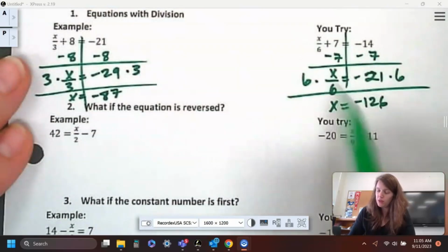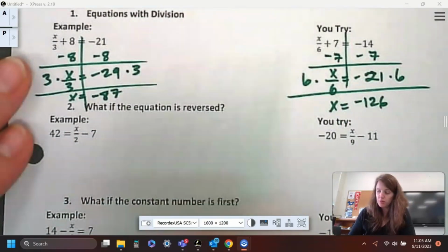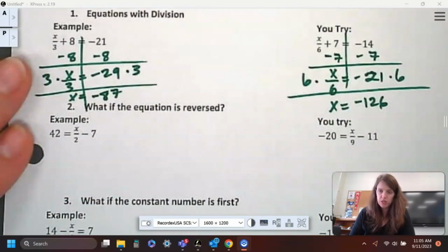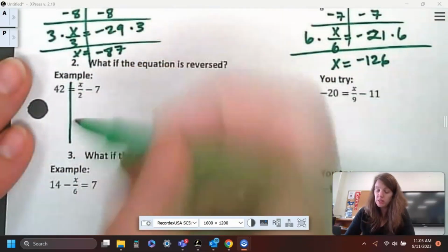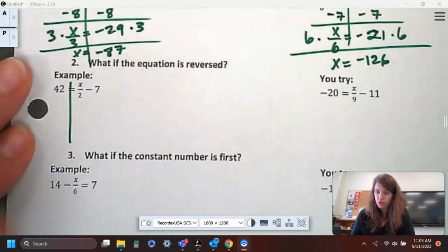Okay, so hopefully up on that first one, you got a negative 126, right? Subtracted your 7, multiplied by your 6, and that ended you up with negative 126. The new ones that you're going to do just beneath this are really the same thing. It's just that the x is on the other side of the equation.